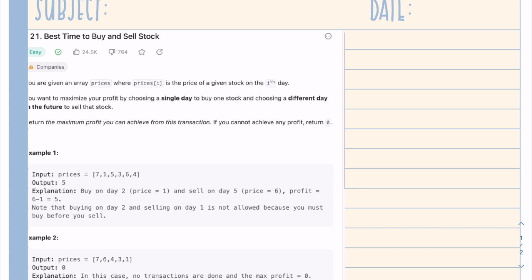And it's important to note that we cannot sell before we buy, and we can only hold one stock at a time. So we can only buy once, and we can only sell once, and we need to sell after we buy. So let's look at this first example.